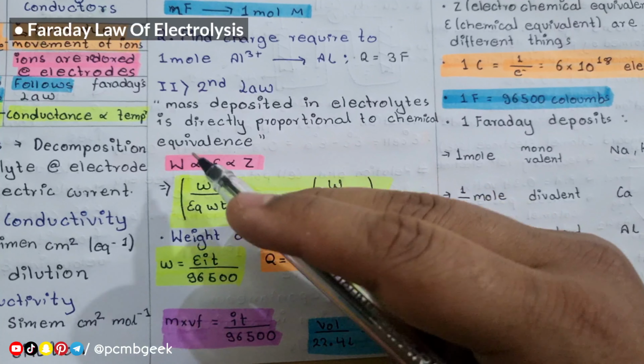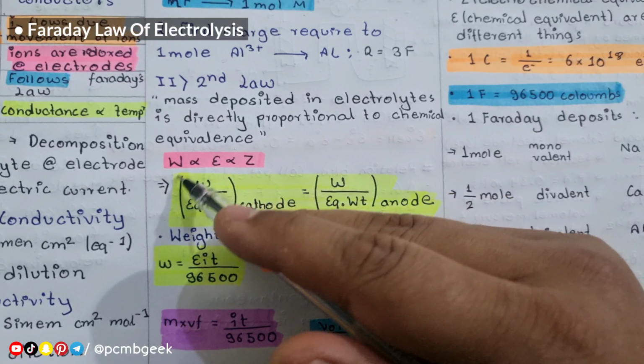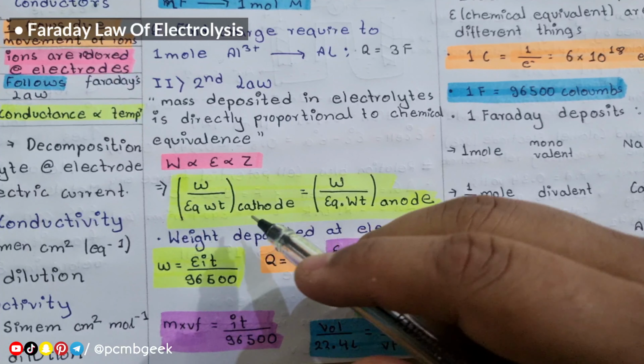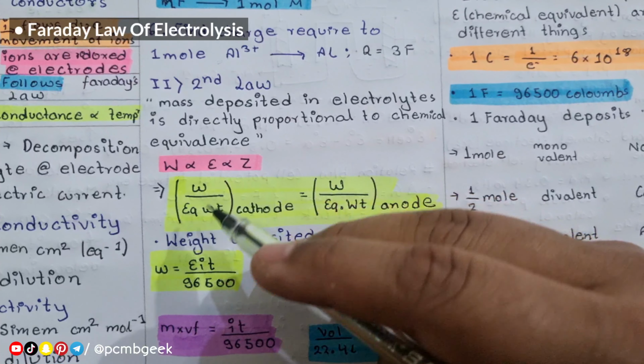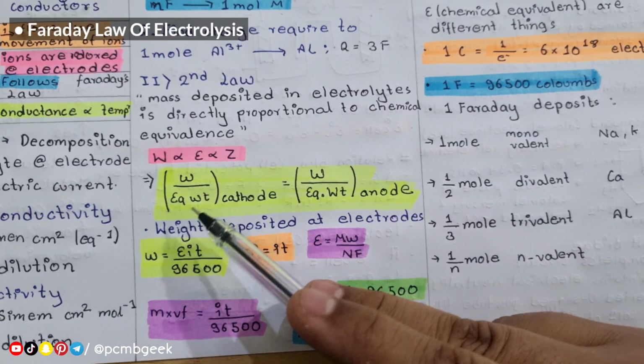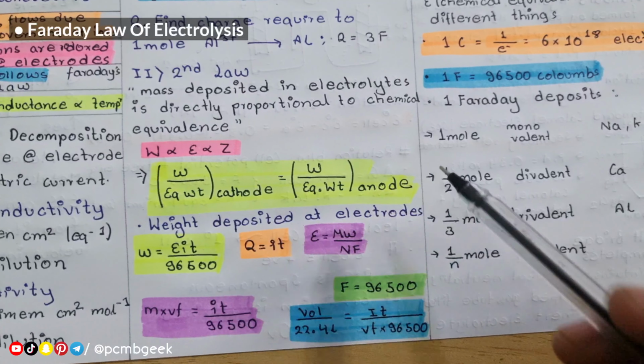Faraday's second law of electrolysis states that mass deposited in electrolytes is directly proportional to the chemical equivalent, that is W is directly proportional to E. What is E? E is the chemical equivalent. Thus, we can simply state that weight upon equivalent weight equals constant. That was the super trick. And for electrolytic cells, weight by equivalent weight at cathode equals weight by equivalent weight at anode.